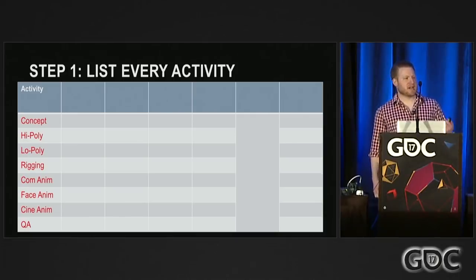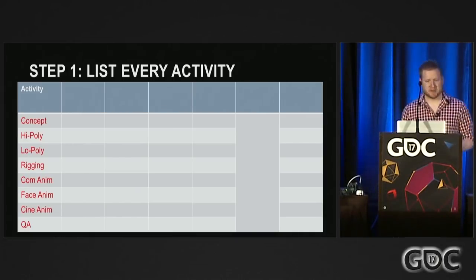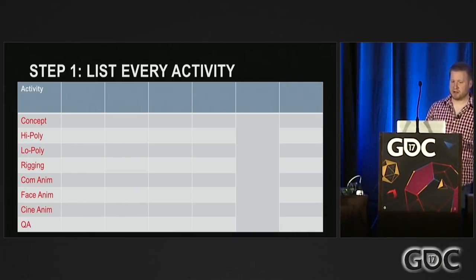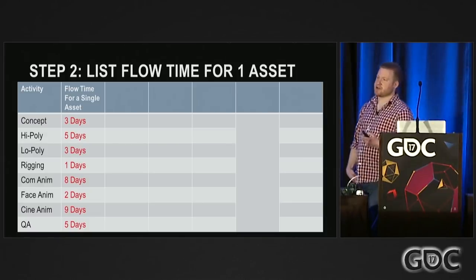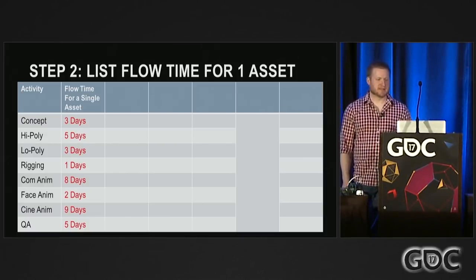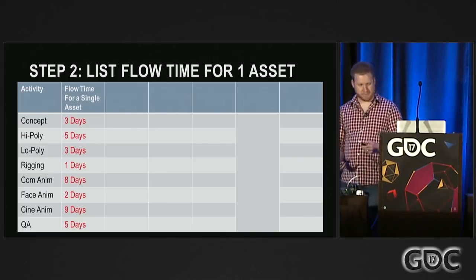7-column chart in Excel. In the first column, you list every activity that's necessary to complete a single unit. So for this character model, we need concept art, high poly, low poly pass, rigging, a few different sets of animation, and a QA pass. The second column, you list the average time to process one single unit. So concept art pass takes 3 days, high poly model takes 5 days, QA takes 5 days, etc.